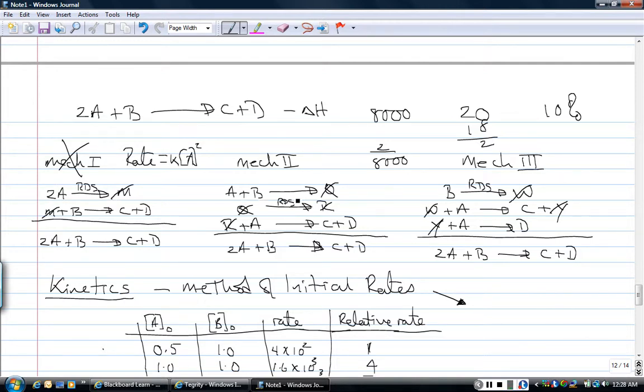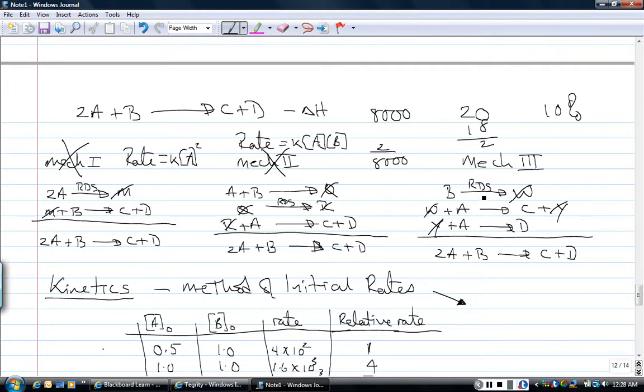What about mechanism 2? Well, this is also wrong, because according to my kinetics, 2 A's and 1 B should be involved up to and including the RDS. Well, this tells me 1 A and 1 B are involved in the reaction up to and including the RDS. That's inconsistent. If this were correct, my rate equation would have been rate is equal to k times the concentration of A times the concentration of B. But that's not what I observe in practice, so this mechanism is wrong.